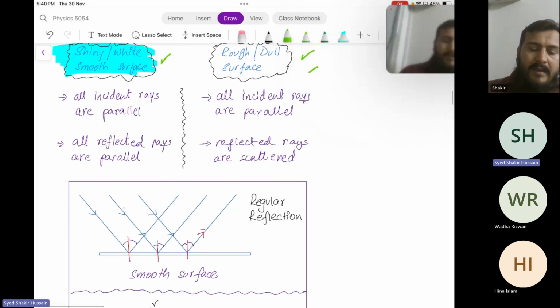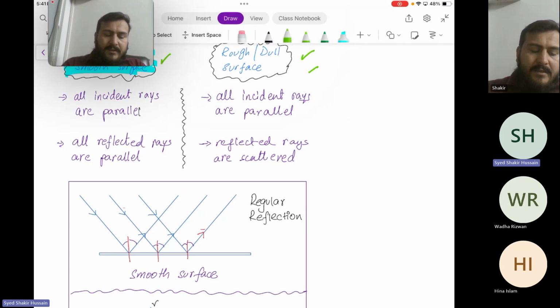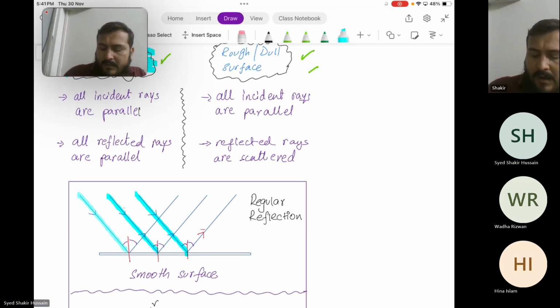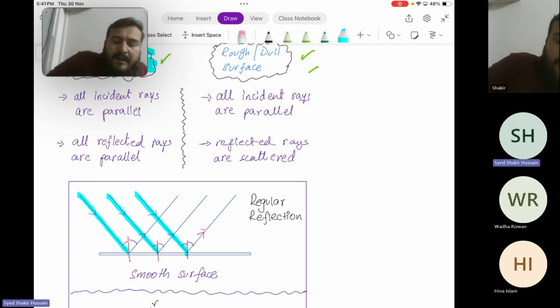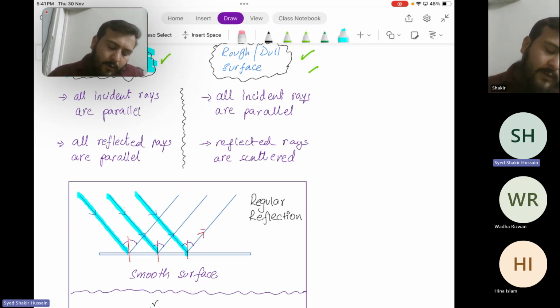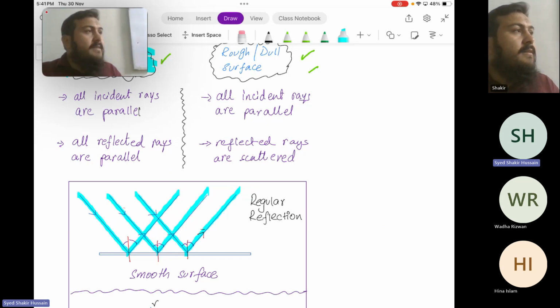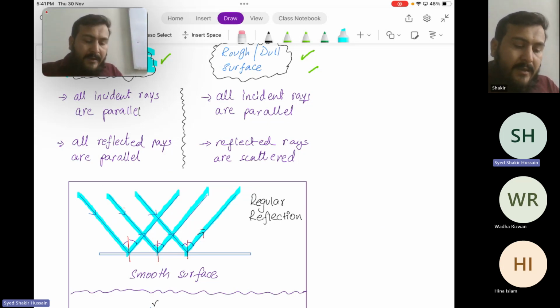Now, another classification of diffused and regular reflection is this: let's say if I consider the first one to be the smooth reflection, you will find that all the incident rays are parallel to one another. All the incoming light rays are parallel to one another, and so are all the reflected light rays. So in a regular reflection, all the incident and the reflected rays are parallel to each other, right?